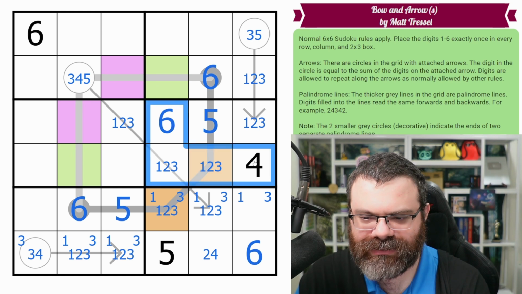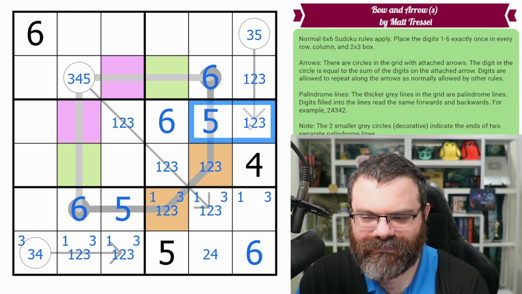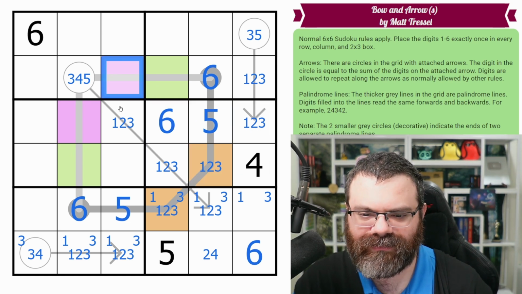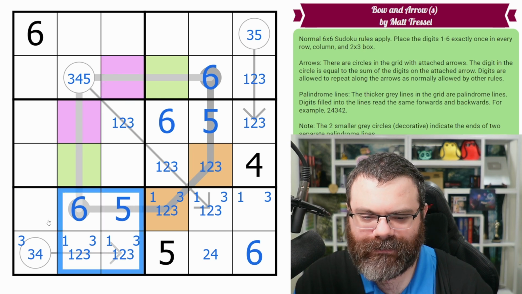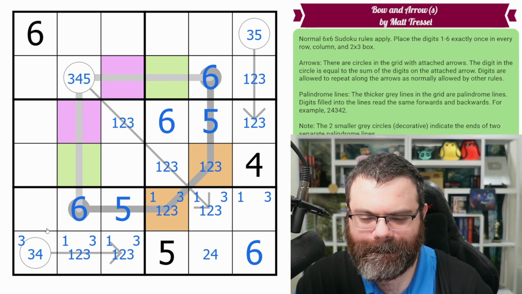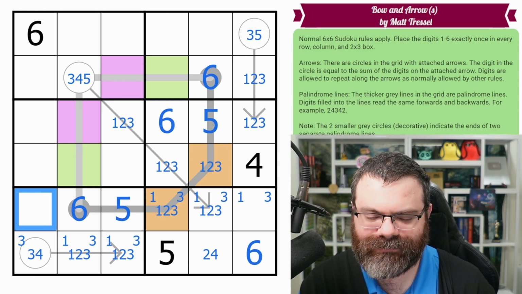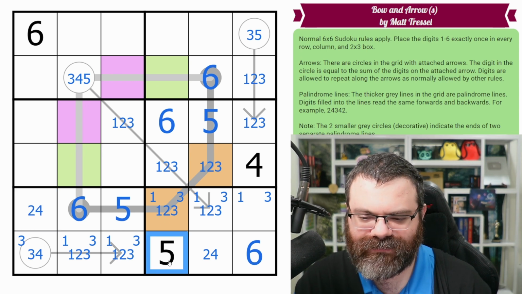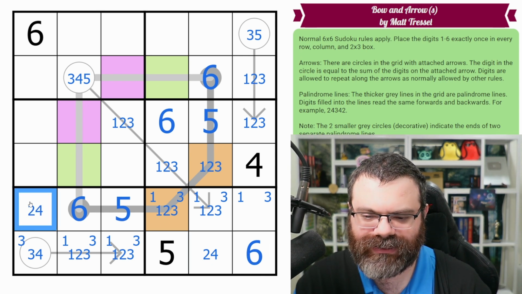So green is either 5 or this 1, 2, 3. Not helpful. Purple's over here. I guess I can say this is also 2, 4. So if you think about it, this 5 and 6 go with this 2, 4, which goes up here.